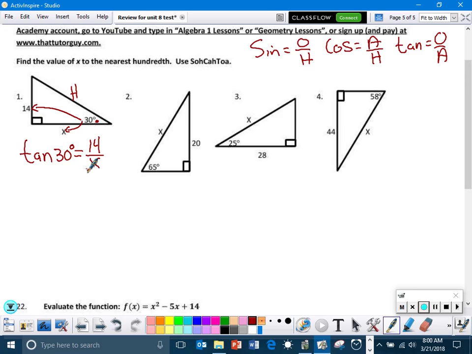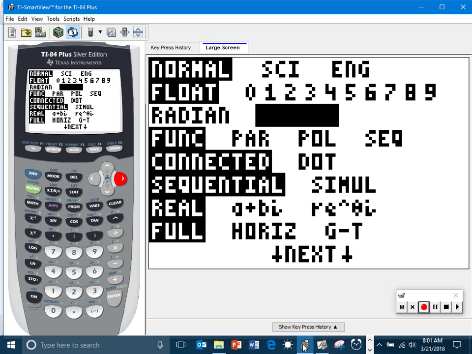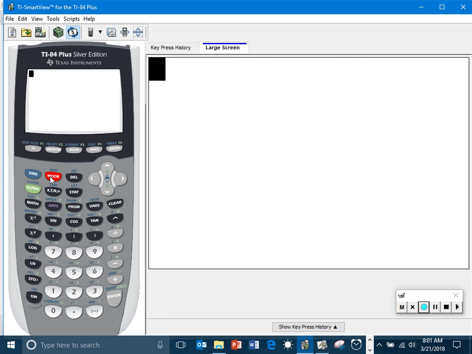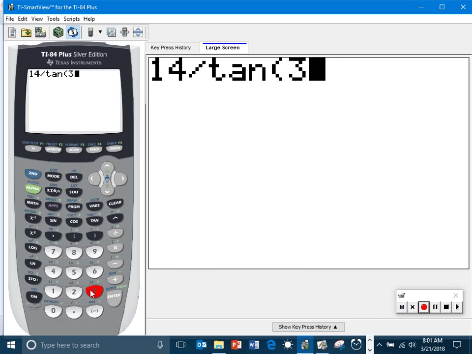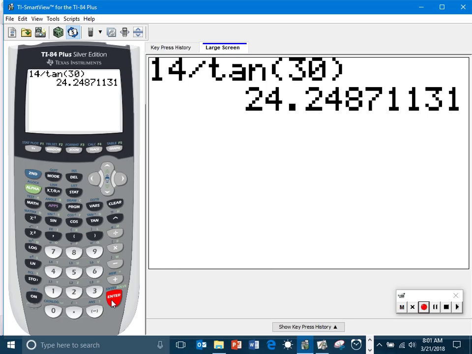All right, to solve it, we're going to swap the x and the tangent, because it needs to be x equals. So x equals 14 divided by tangent of 30 degrees. Take good notes again. All right, so here we go. We're going to take the 14 divided by tangent of 30 degrees. So our answer is 24.25.